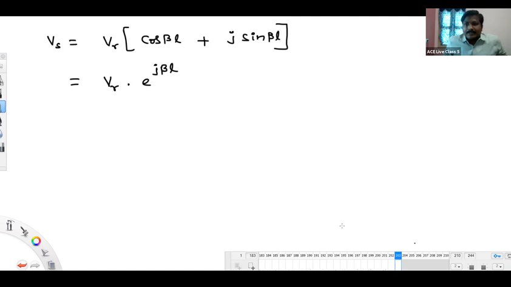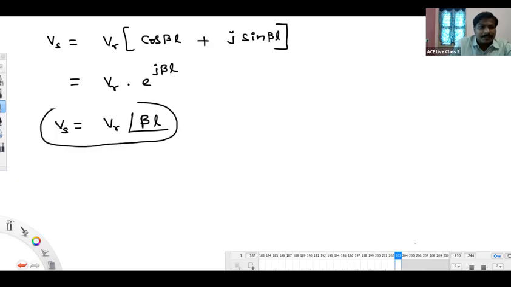e power j beta L equals cos beta L plus j sin beta L, and this will come to be VR at an angle of beta L. That's the sending end voltage. You get VR at an angle of beta L by using Euler's theorem: R into e power j theta can be written as R at an angle theta.